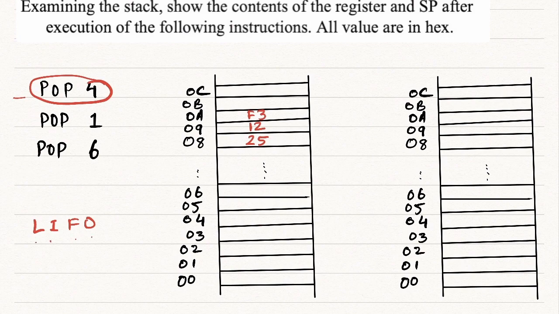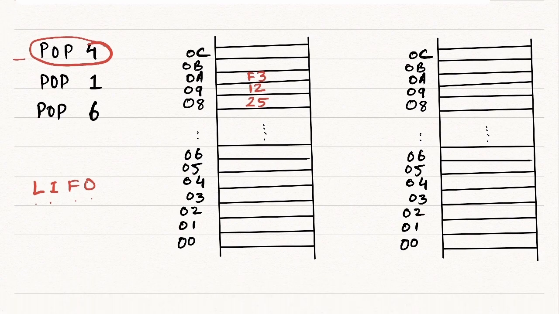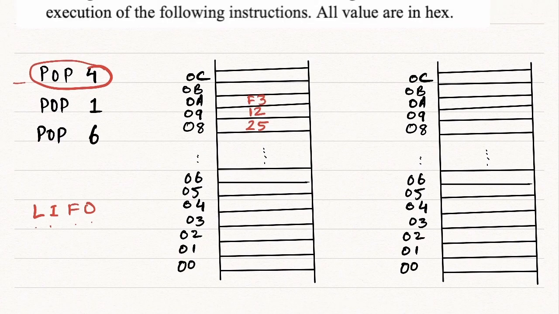So this is how we should do it if we need to retain the values in the same fashion. So what happens here, let us understand. You remember in our earlier explanation, the stack pointer was 0A.